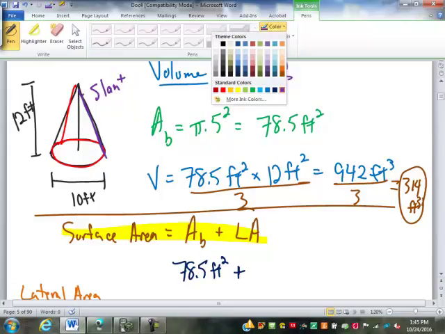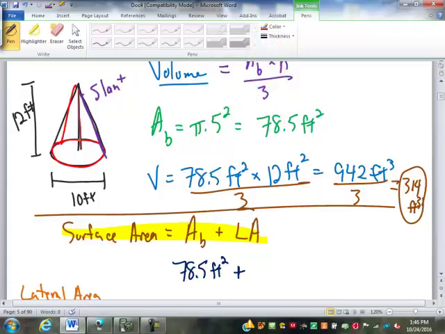Well, it forms a pretty little triangle here. This is the 12 feet of height. What's this here? 5 feet, half of our diameter. It's the radius of our circle. So guess what? That's 12 squared plus 5 squared equals our slant squared. 144 plus 25 is 169. We square root it to give us a slant of 13 feet.